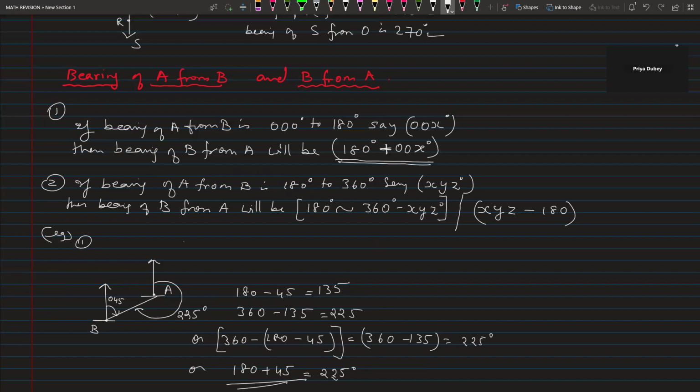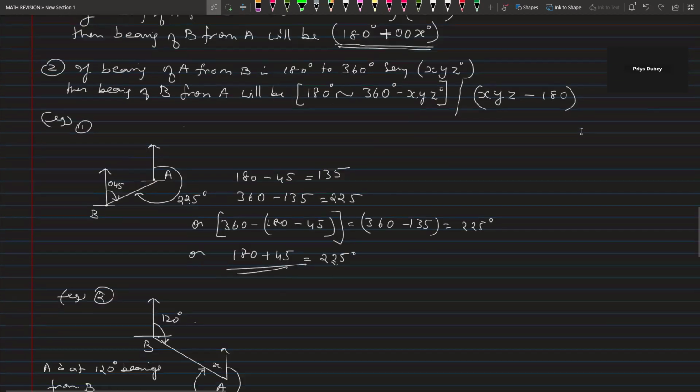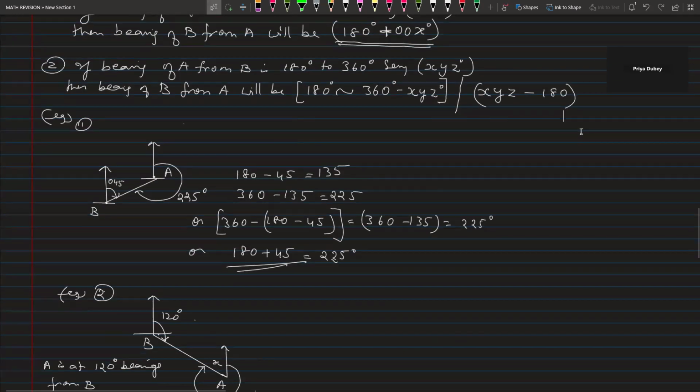But when it is between 180 and 360, then if you want to find out the reverse bearing, B from A, you take that angle XYZ, what is given, and take away 180 from it. That will be the answer. Is that clear? Now, I have given some examples here, and it will become very clear to you. Now, this is example number 1.